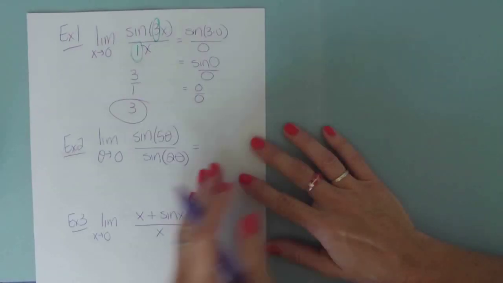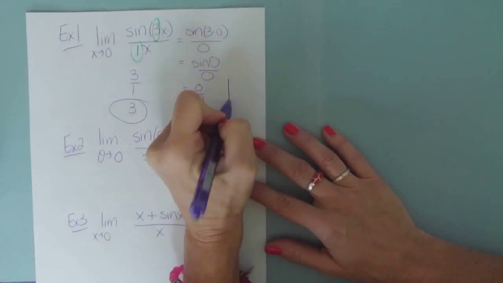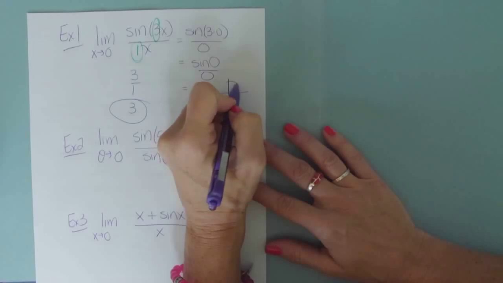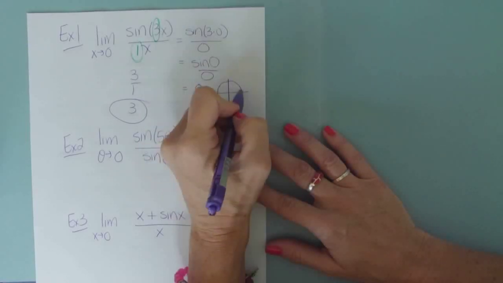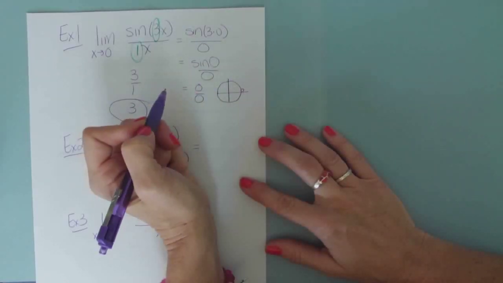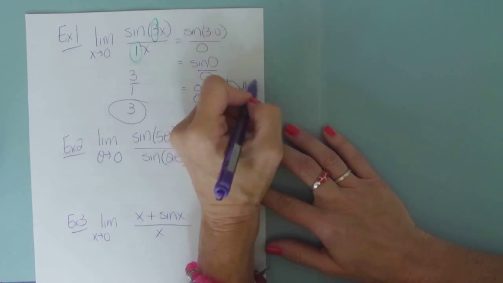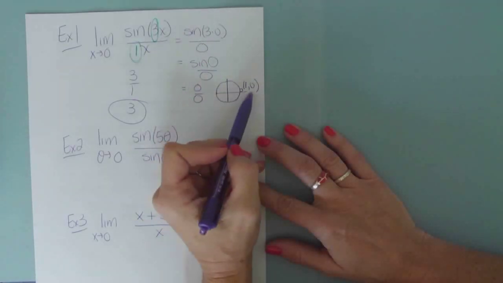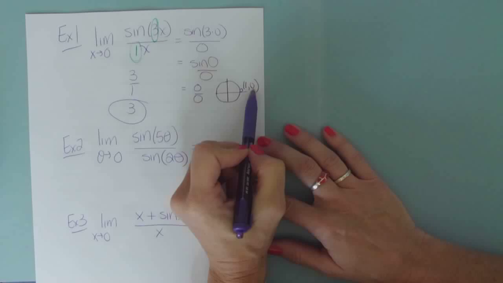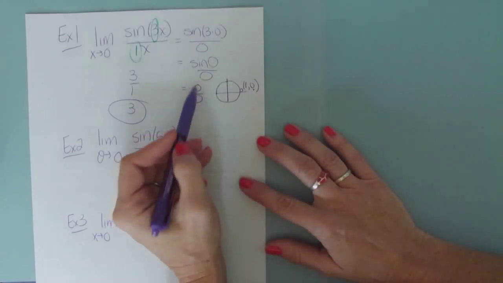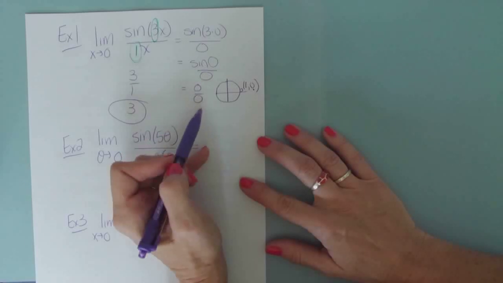And the reason I know that, just to remember, is that on the unit circle, at 0 radians, which is here on the right, the coordinates are 1, 0, and I know the sine is the second coordinate. So that's how I know that the sine of 0 is 0. So this results in something undefined.